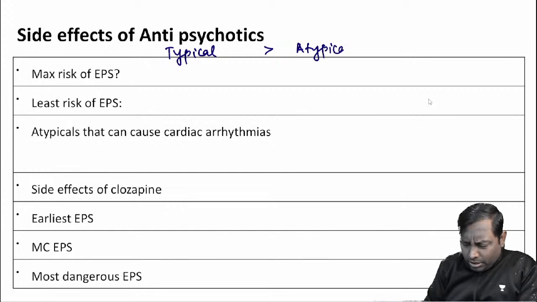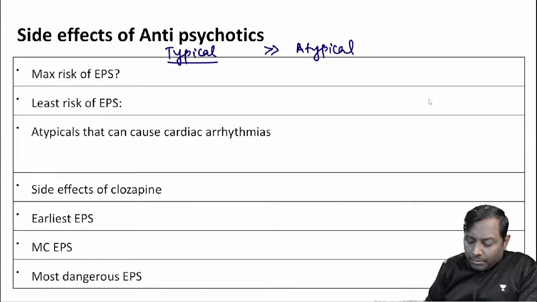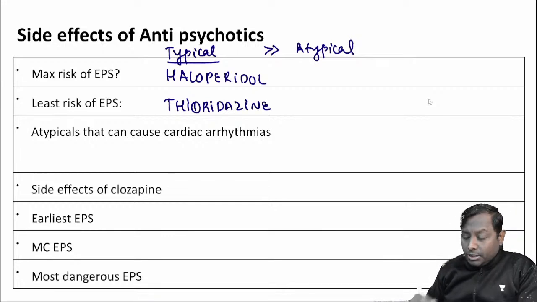Atypical के साथ ये नहीं होता है basically, but some drugs can definitely cause. So maximum risk among typical will be none other than your haloperidol, and least risk will be your thioridazine. Then there comes the atypical antipsychotics. Do remember that atypical is not supposed to cause extrapyramidal symptom, but there is one risky drug known as your risperidone.